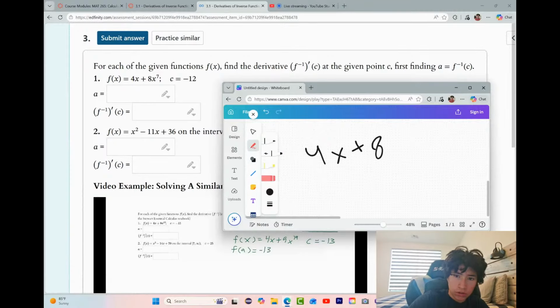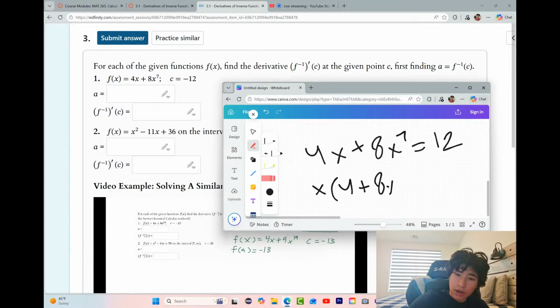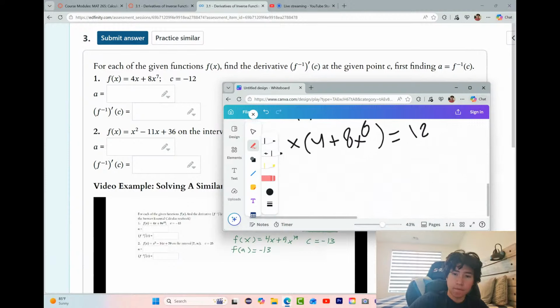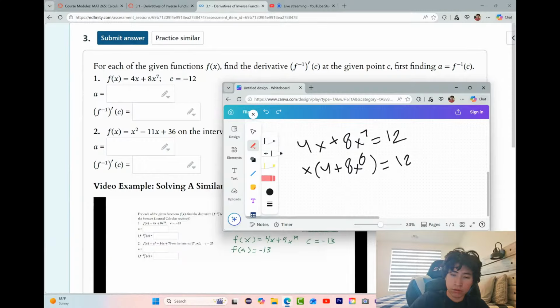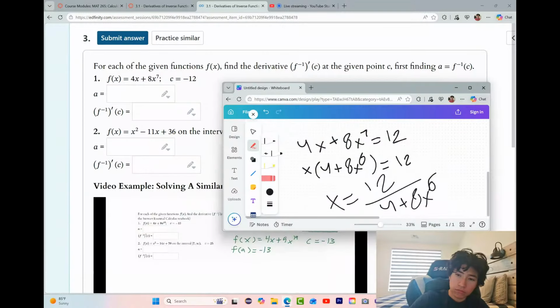So, equals 12. Now, my instinct tells me to solve for x. So, let's factor x out of there. 4 plus 8x to the power of 6. Oh, wait, but we need all the x's, though, right? How do we solve for x then? I know that we have x here, 8, but we still got that x there. So that's not what x is.